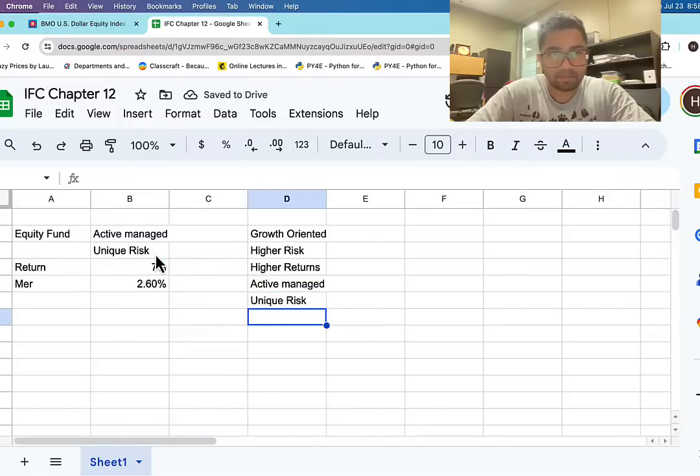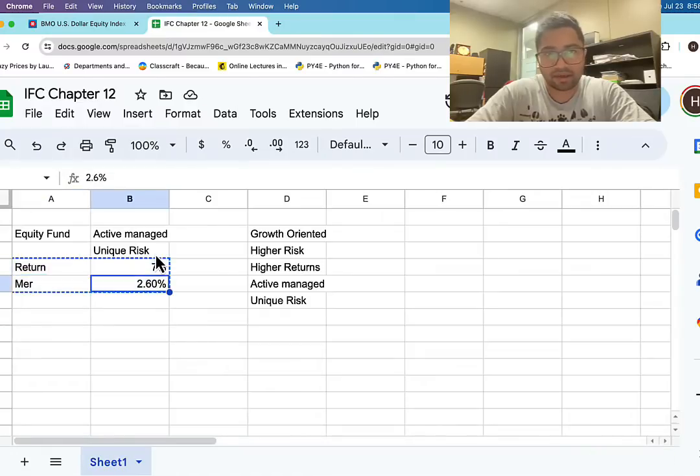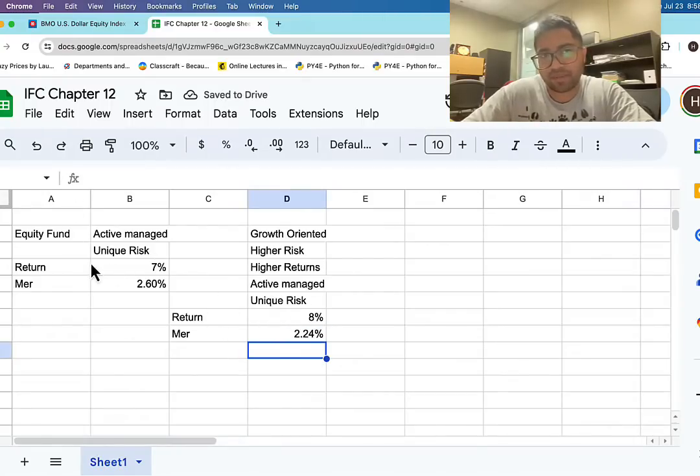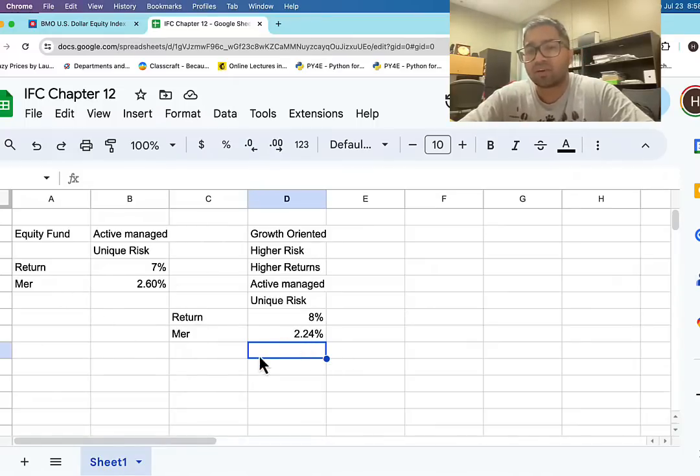Plus the returns were higher, around 8%, and the MER was a little lower in that case, but it might not necessarily be true, right? MER is a fee, the yearly fee that you are paying on the entire money you have with the fund. So MER was a little bit lower. So this was the growth oriented fund.